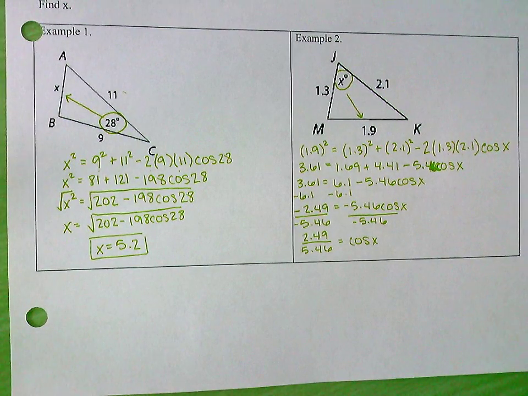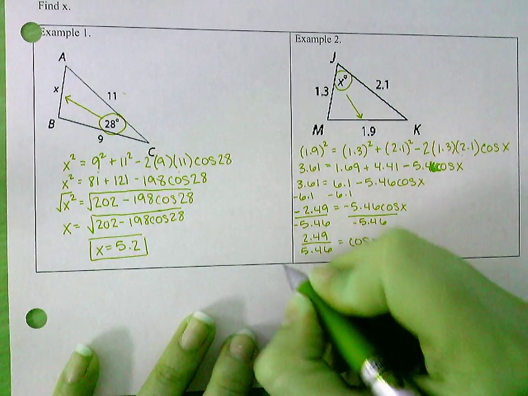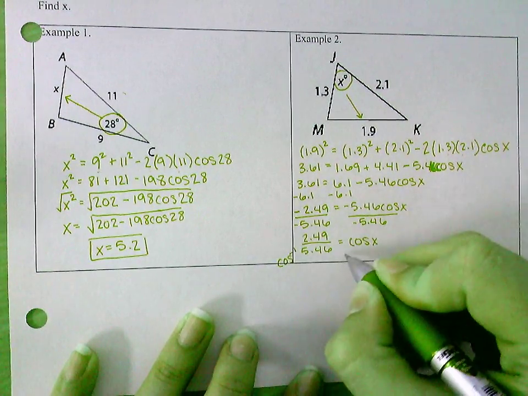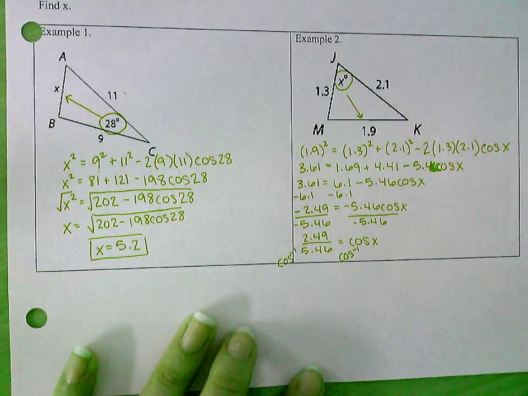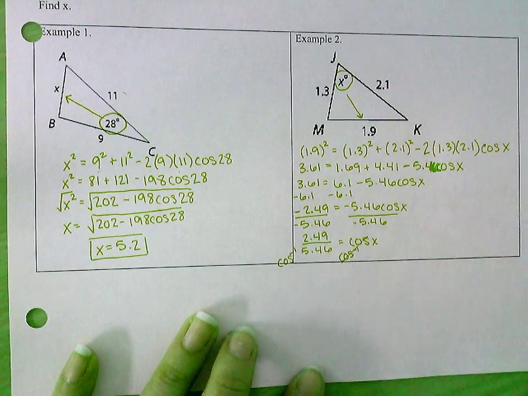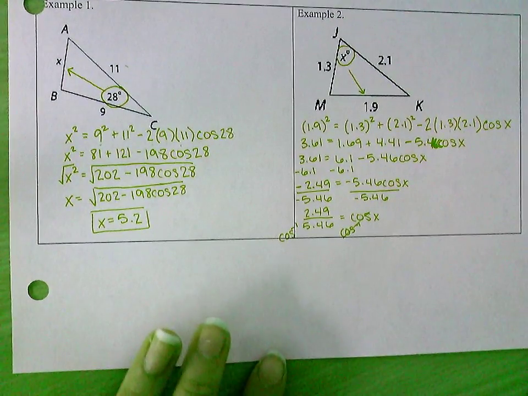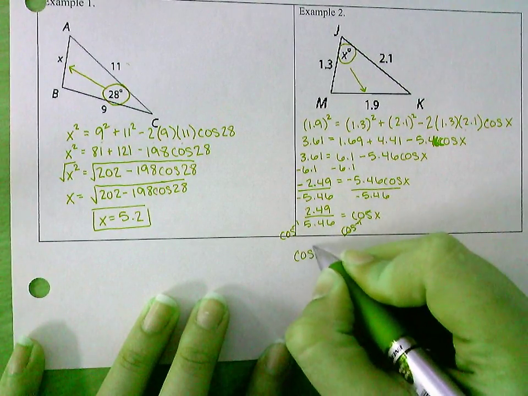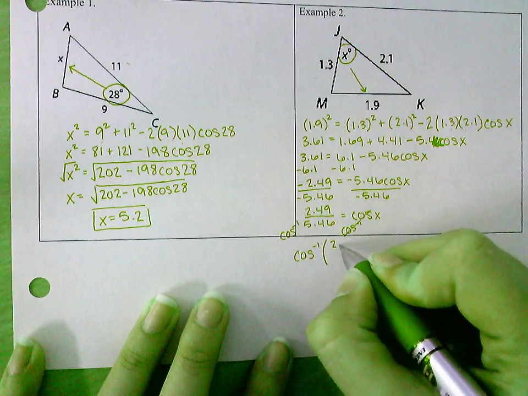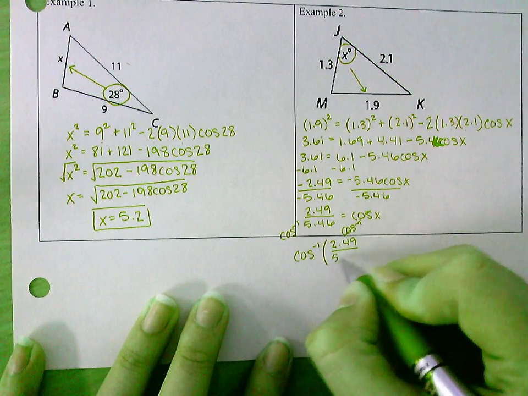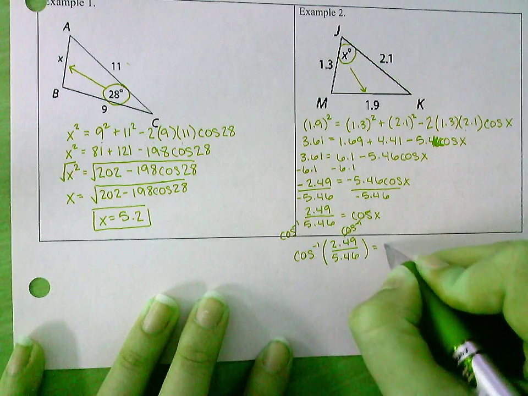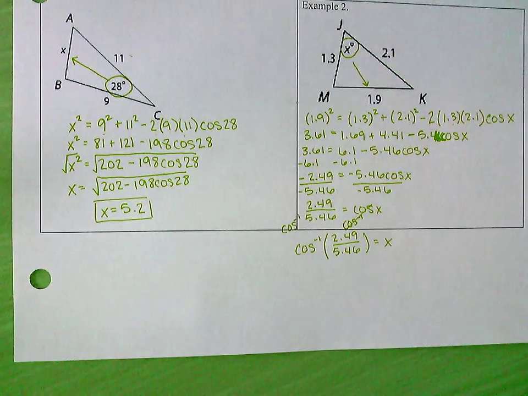How do I get x if it's an angle? What do I do? The inverse. I'm going to take the inverse. Okay? You bring in cosine inverse on both sides. Okay? So that will cancel it out on that right-hand side. So I can type in cosine inverse of 2.49 over 5.46. That will equal x.